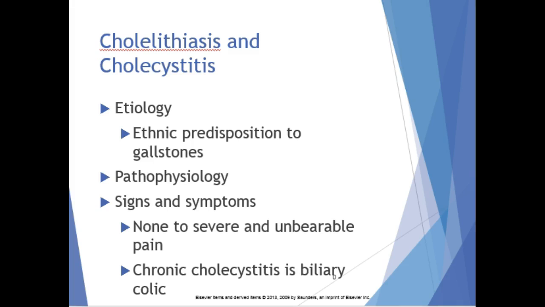The pathophysiology of how gallstones develop: they occur when the balance between cholesterol, bile salts, and calcium in the bile is altered, and it forms a precipitate. And then the stone grows as layers of cholesterol and calcium and pigment accumulate over the nucleus that forms.